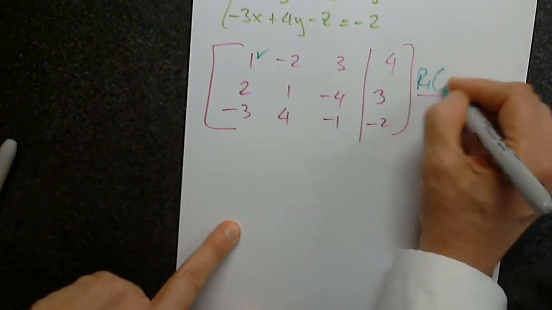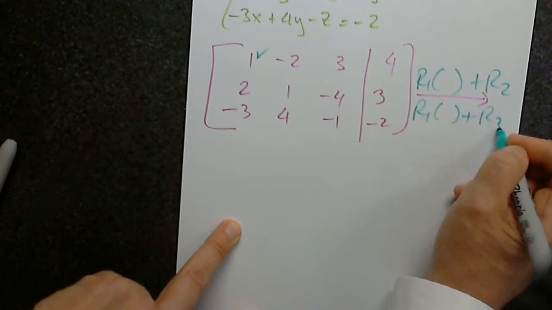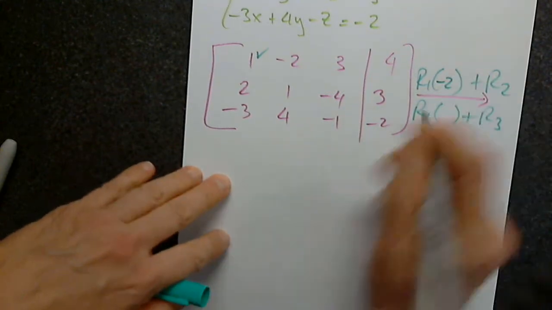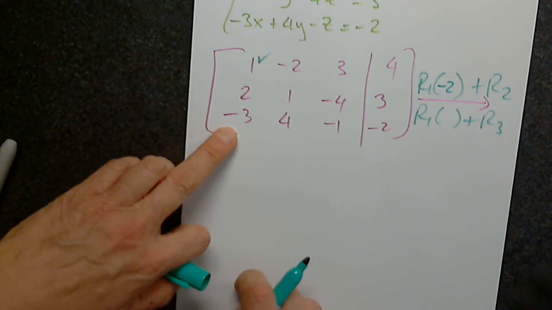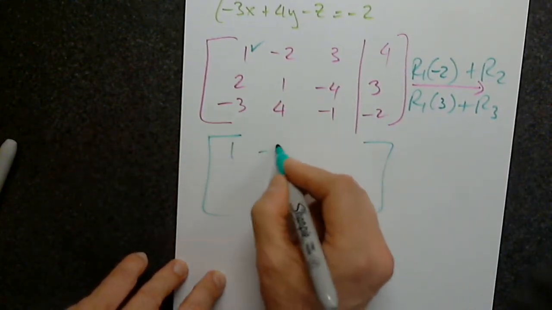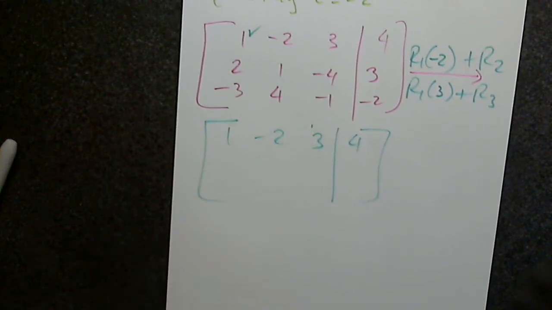So then row 1 will be multiplied and added to row 2, and row 1 multiplied and added to row 3. So what do I multiply row 1 by to eliminate the 2 in row 2? Of course. And to eliminate negative 3. Very good. I have to copy the row that I'm using. This is the only one that does not change. So let's do this together.